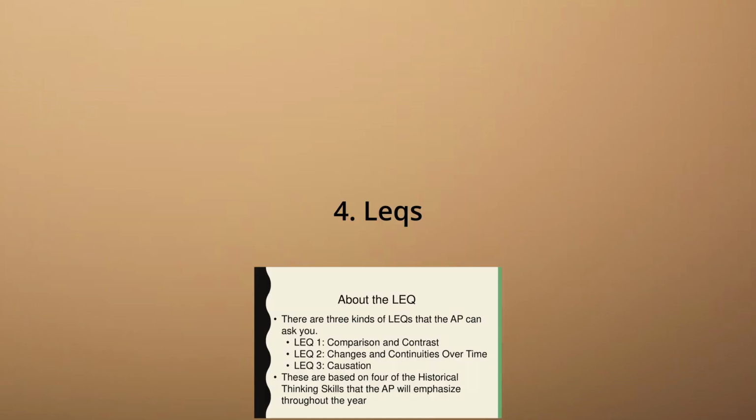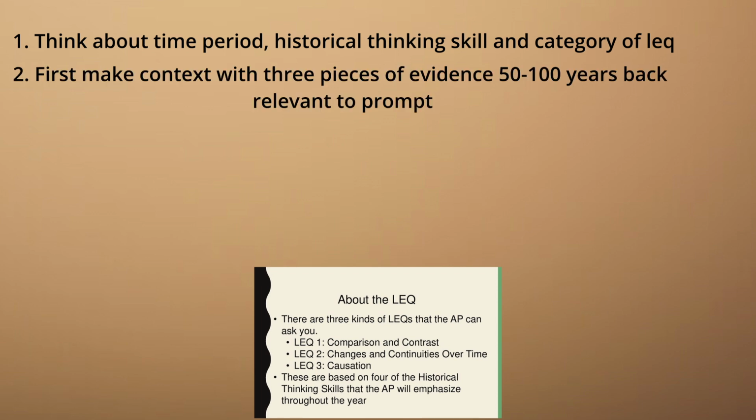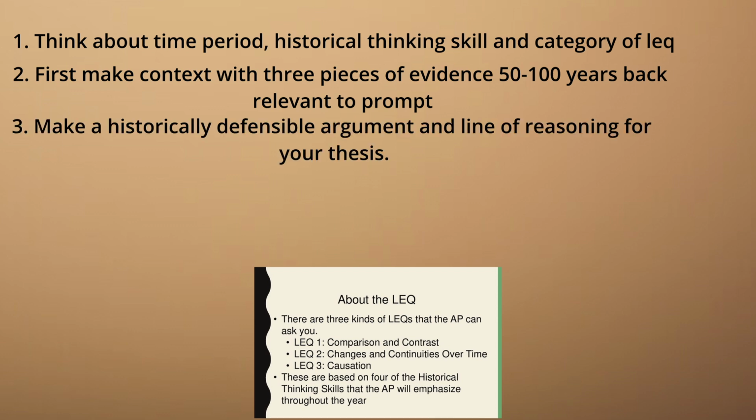For LEQs, you gotta think about the time period. You gotta think about the historical thinking skill. Time period as in when does it take place, and the category to write about. First, you make a historically defensible argument for your thesis. Actually, no. First, you have your context, which goes 50 to 100 years back and should be 3 to 4 sentences with specific evidence relevant to the prompt that they give you for the LEQ. And then you make a thesis, right, with a historically defensible argument and a line of reasoning. Okay?